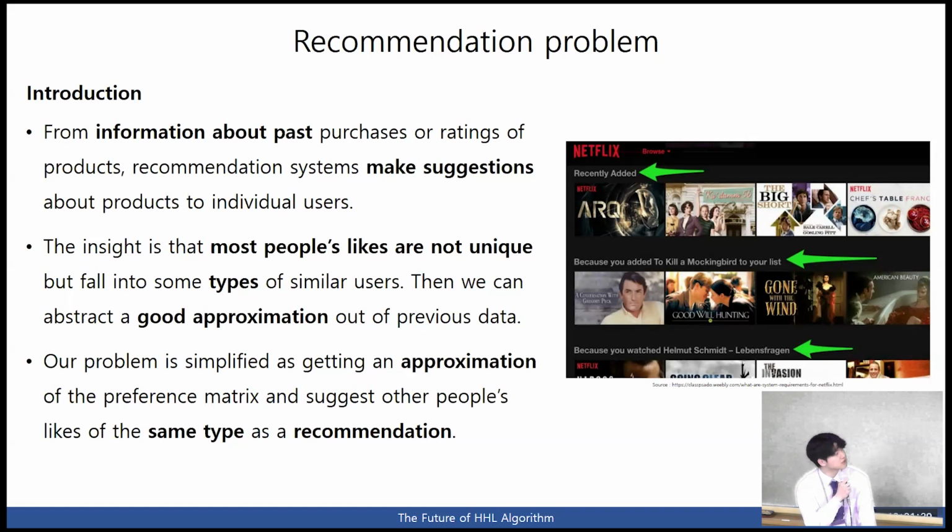As an example shown in the PPT, like Netflix, when you add a movie like To Kill a Mockingbird, if you have seen it, the system groups you with some types of similar users. Based on this grouping, it recommends similar movies like those shown in the picture. So our problem is simplified as getting an approximation of the preference matrix and suggesting to other people of the same type as a recommendation.